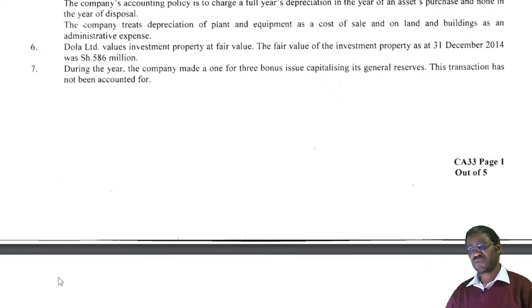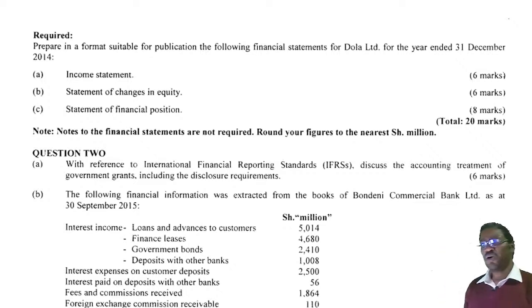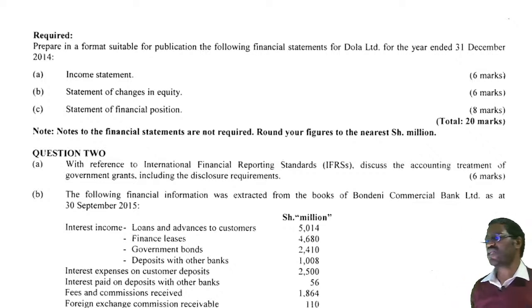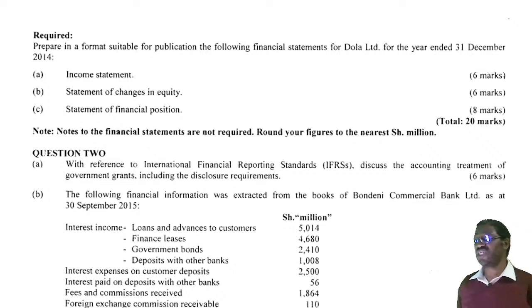Next, required. You are required to prepare in a format suitable for publication the following statements for Dollar Limited for the year ended 31st of December 2014. 1. Income statement. 2. Statement of changes in equity. Number 3. Statement of financial position. Good.